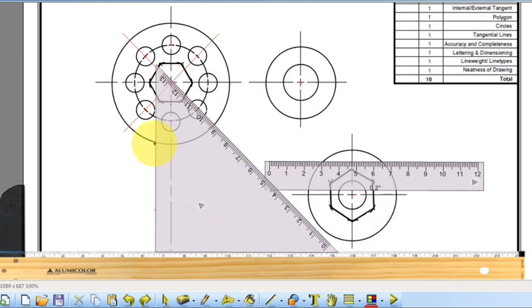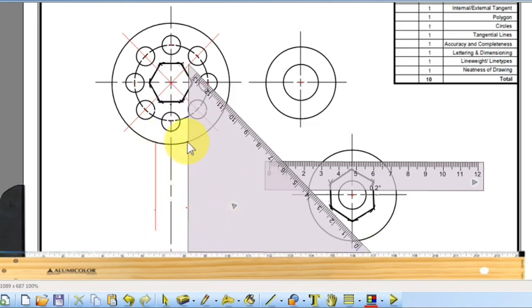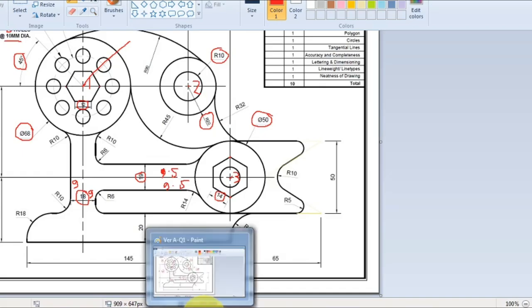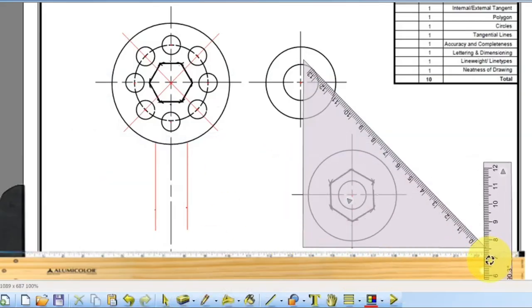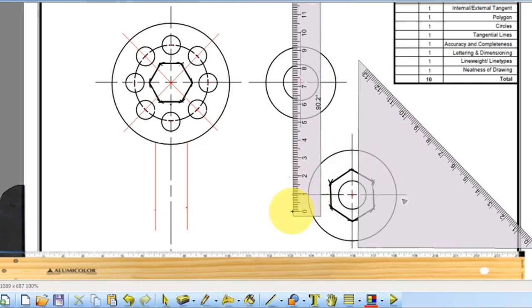Okay, and then construction line. Do we have another line here? And now from this point, this line here, we have 19, so 19 is 9.5. And then we have here 9.5. So 9.5 up, 9.5 down. We're going to measure here 9.5 up and 9.5 down. Here, 9.5.